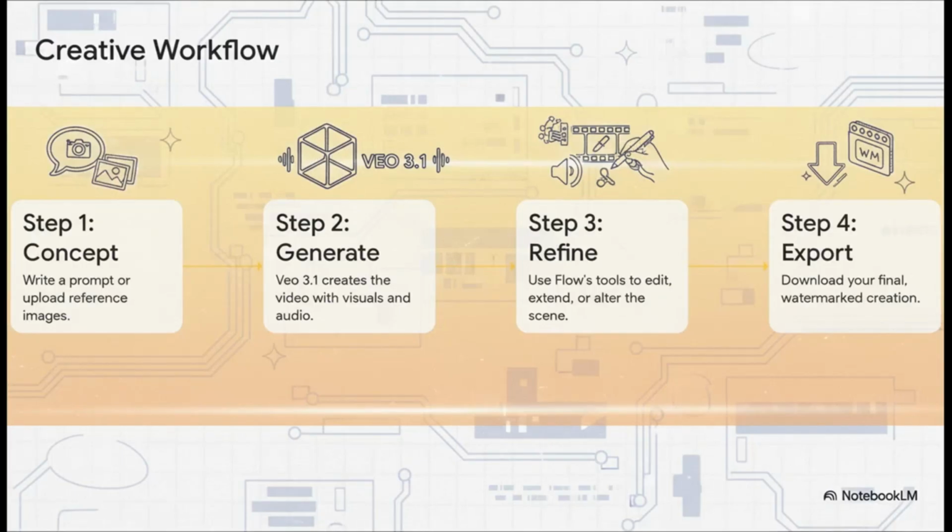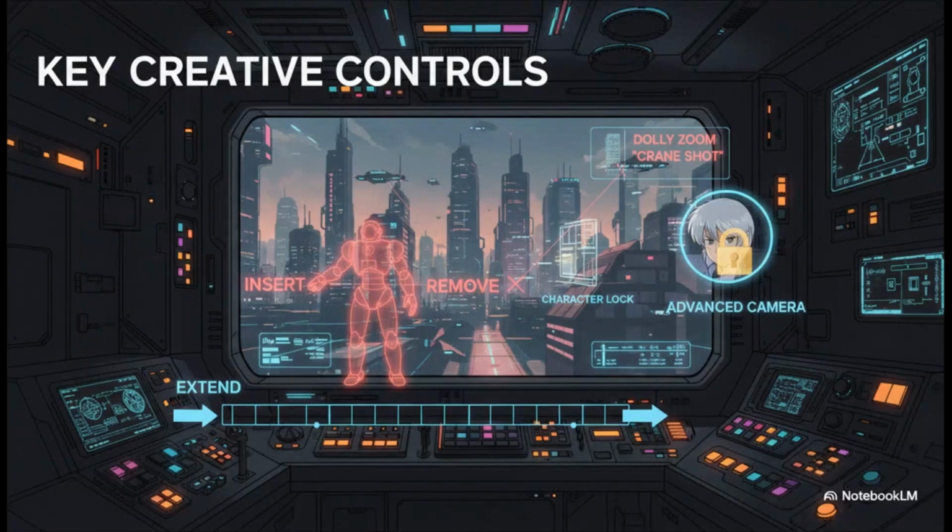You start with your idea, either a detailed written prompt or maybe some reference photos. Then, Veo gets to work and generates that first clip. From there, you use all of Flow's tools to tweak and perfect it. And finally, you export your finished video. Simple as that. And this is where the real magic happens.